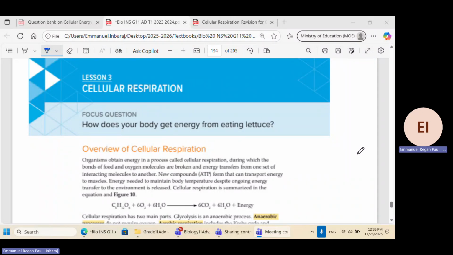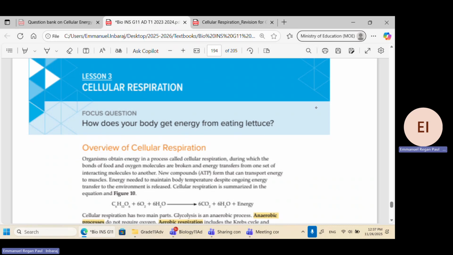Okay, now we are going to look at cellular respiration, and this is Lesson 3 in your textbook. We are going to deal with page number 41. You can take your textbook and look at page number 41 to page number 46, please. Okay, page number 41 to page number 46. So here we go.